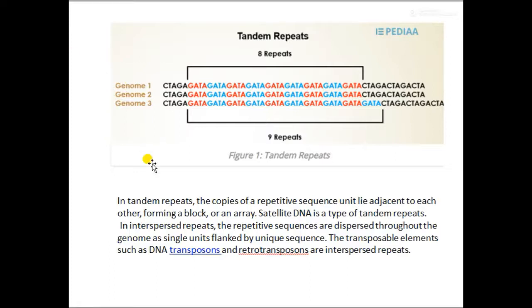Now, this is an example of a tandem repeat. Here, a sequence called GATA is the one getting repeated. There are multiple copies. If you consider three different genomes, GATA is repeated 8 times in the first genome and the second genome, and in the third genome, this GATA is repeated 9 times. So this difference in the number of tandem repeats could contribute towards the difference used in DNA fingerprinting of a person.